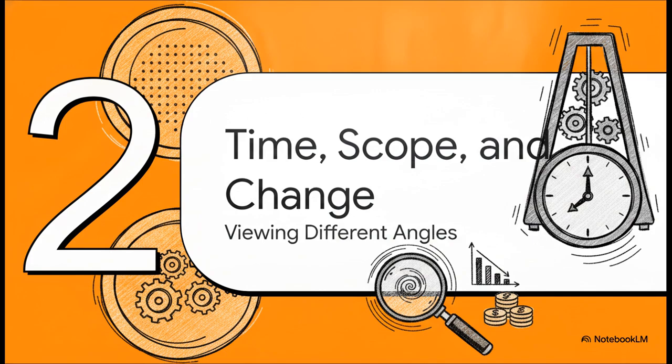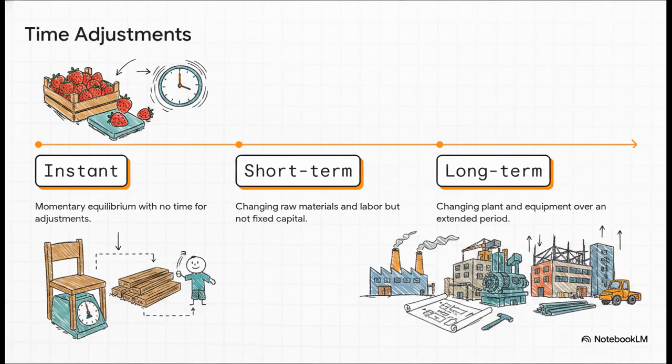Moving to Section 2. Time, scope, and change. Viewing from different angles. Because as we're going to see, this concept of balance really isn't a one-size-fits-all scenario. It looks entirely different depending on how closely we zoom in and, crucially, how much the clock is ticking. You see, time is a massive factor in how this balance is reached. Imagine you're a seller dealing in highly perishable goods, like, say, fresh strawberries. If you have way too much stock, you can't exactly stash it in a warehouse for a year, right? You have to offload it instantly, taking whatever low price you can get. We call that momentary equilibrium.